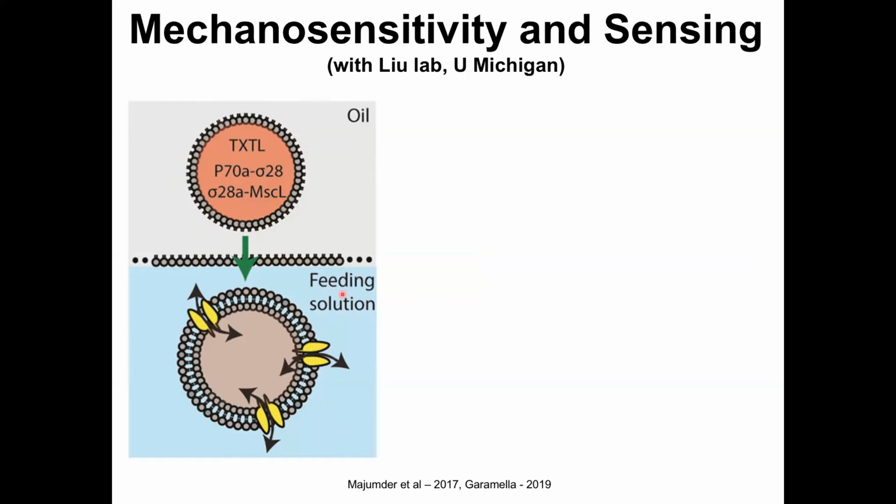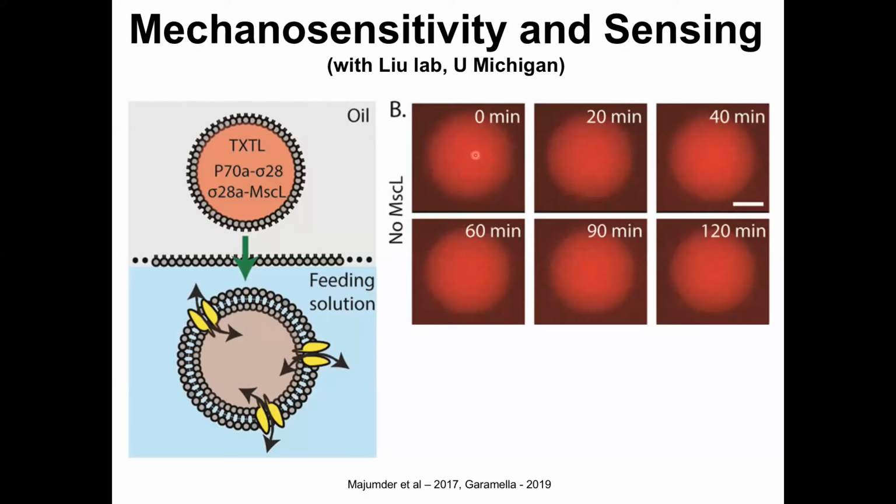And what we developed in the past few years is a signaling system. We are going to express, you see, I'm using the Sigma 28 cascade here to express MscL, which is a mechanosensitive channel. It responds to the tension in the membrane, opens up, and then leaks molecules to balance the osmotic pressure. So here it is. What you see is one liposome here. The red that you see here is just a dye.